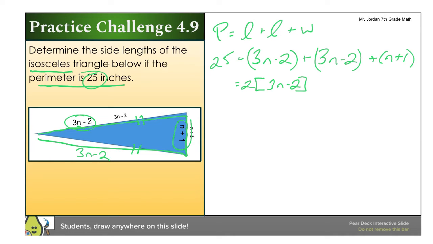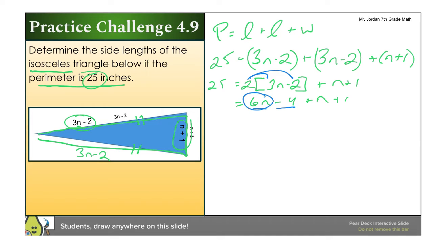Now I could simplify and write this as I have 3n minus 2. You can use whichever one you find simpler. Now, if I continue to solve, I would have 6n minus 4 plus n plus 1, because I use the distributive property: 2 times 3n is 6n, 2 times minus 2 is minus 4.